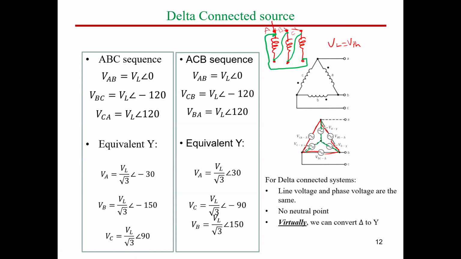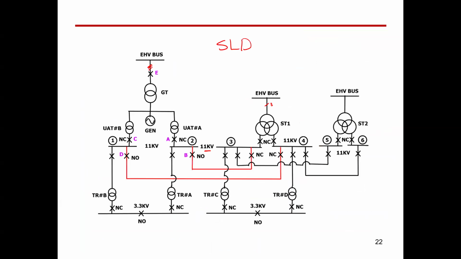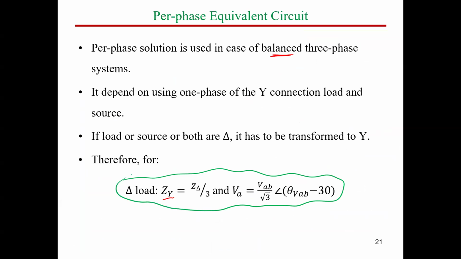Can we say for the equivalent Y now, V phase equals V line? No. Because the equivalent Y is a Y connection. It's not delta connection anymore. So if you would like to get the V phase of the equivalent Y, you have to say V phase equals V line divided by root 3. You got my point, guys? So even if the system is delta connection and you would like to get the per phase equivalent circuit, you have to get the V phase as V line divided by root 3. Okay, so this is the rule why we may need to convert from delta to Y in our course.